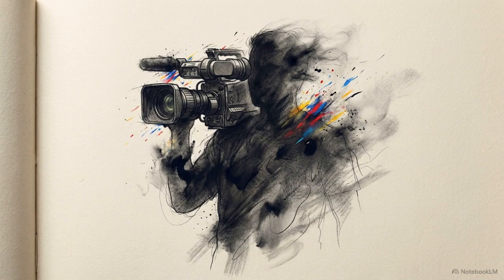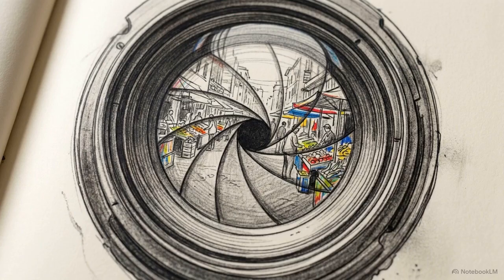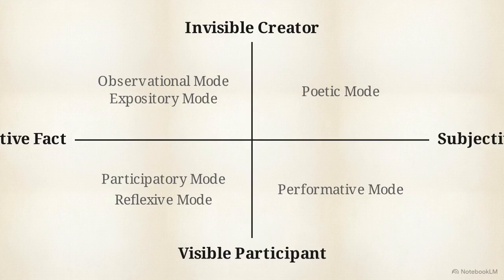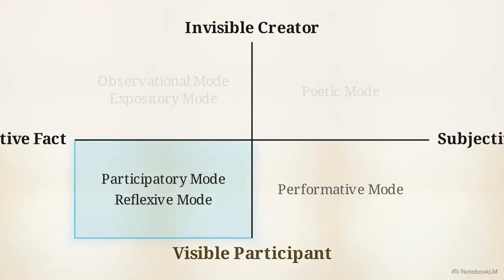The primary objective across these observer modes is to erase the presence of the filmmaker. By hiding the camera and the creator, the film emphasizes the unvarnished appearance of the images on screen. But observation has its limits. If we move down the y-axis into the visible filmmaker quadrants, the creator moves into the frame.